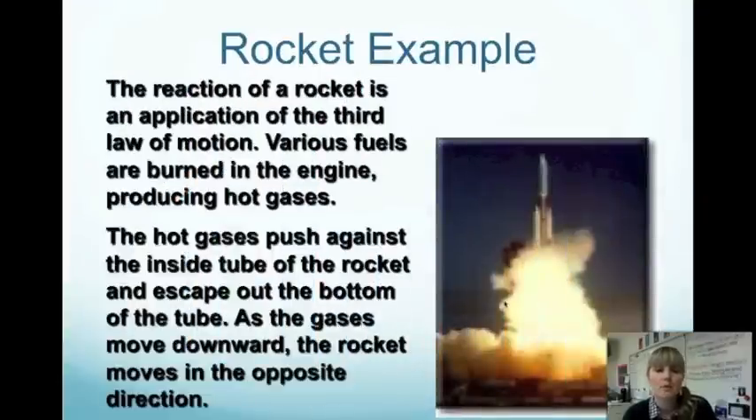And one last example is the rocket example. The reaction of a rocket is an application of the third law of motion. Various fuels are burned in the engine, and they produce these hot gases. Those hot gases then push against the inside of the tube of the rocket and escape out the bottom of the tube. As the gases are moved downward, the rocket then moves in the opposite direction, which allows it to go off into space.